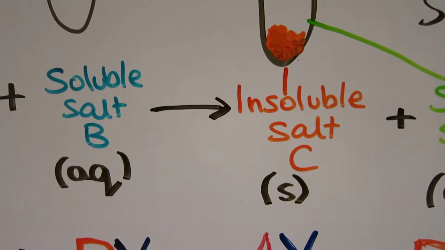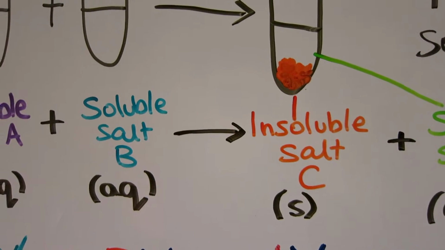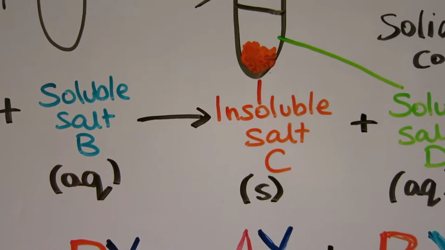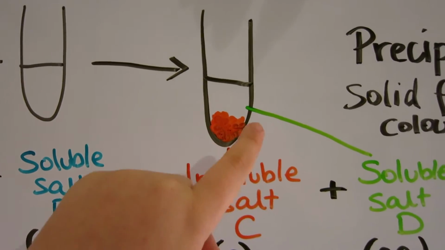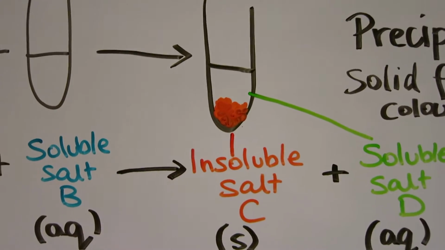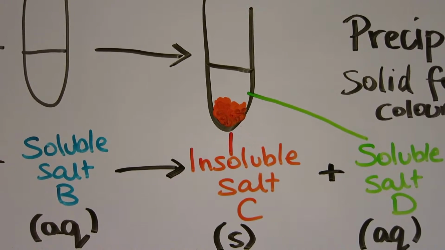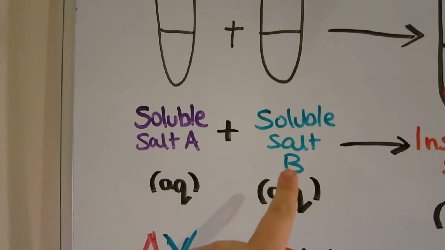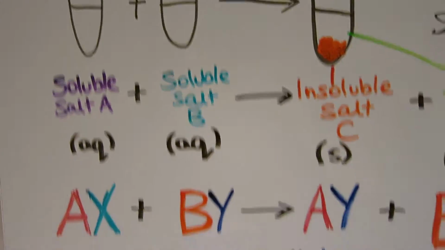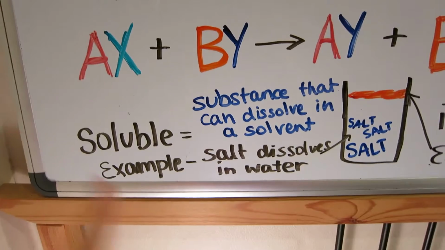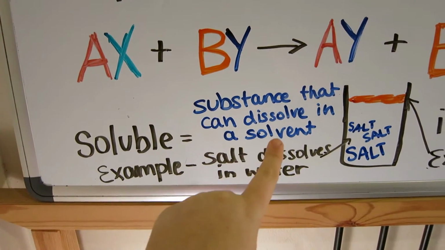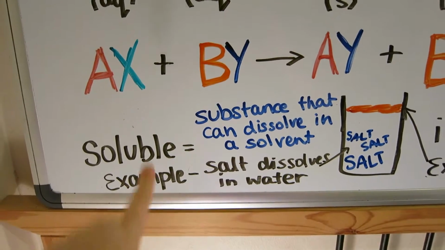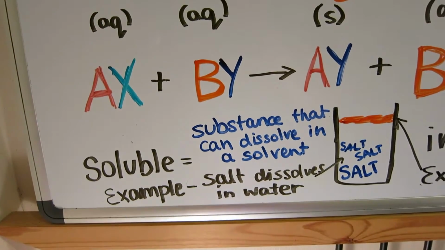and therefore forms either as particles suspended in solution, which makes it look cloudy, or it actually forms a solid down the bottom of your test tube. So the two clear solutions in the reactions are characterized as being soluble salts. What this actually means is that the specific substance can dissolve in a solvent. The solvent here being water, and our substance being a specific type of salt.